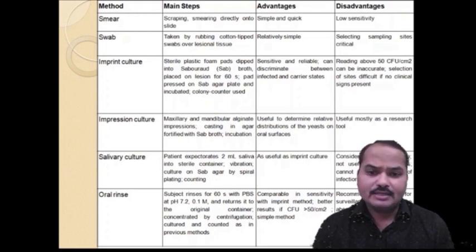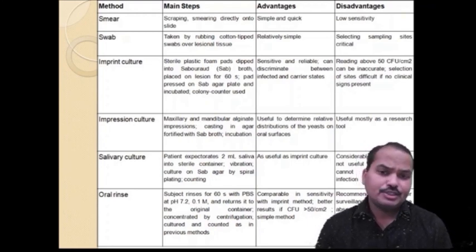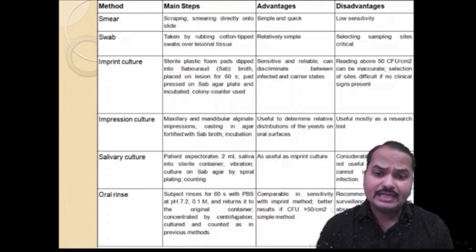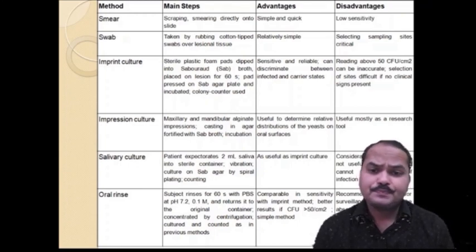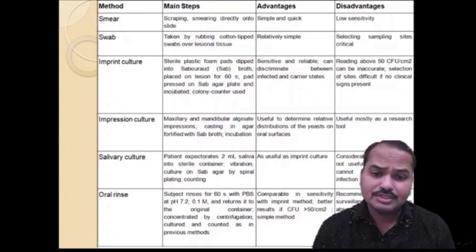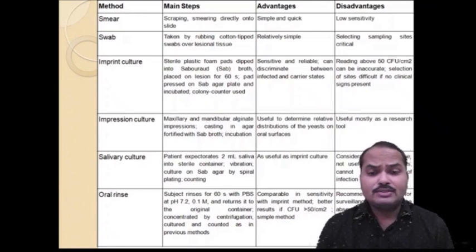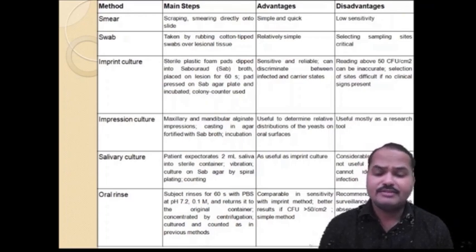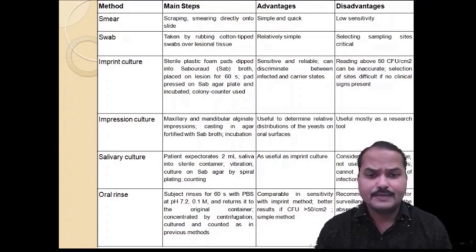Then oral rinse is done by subjecting the patient to rinsing for 60 seconds with phosphate buffer saline at pH of 7.2 and returning it to the original container. Then concentrated by centrifugation and cultured and counted as the previous methods by colony counting.